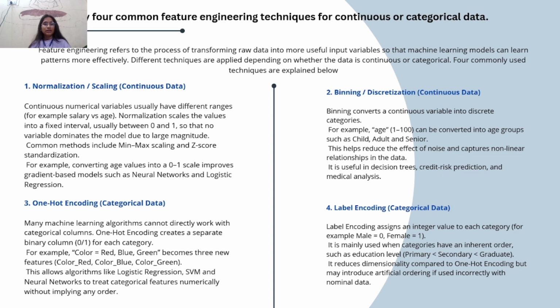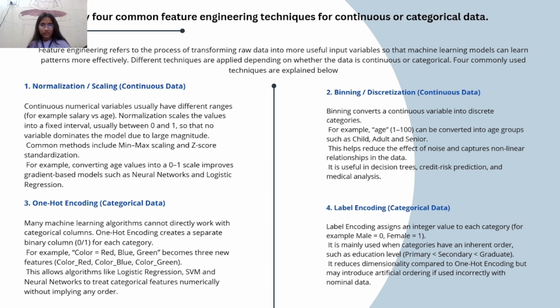First is normalization. Used on continuous data, it brings values into one common scale, for example converting age 0 to 100 into 0 to 1. Useful for neural networks, logistic regression, KNN and SVM. So normalization basically: continuous numerical variables usually have different ranges, so normalization scales the values into a fixed interval. For example, scaling age values into a 0 to 1 scale improves gradient based models such as neural networks and logistic regression.